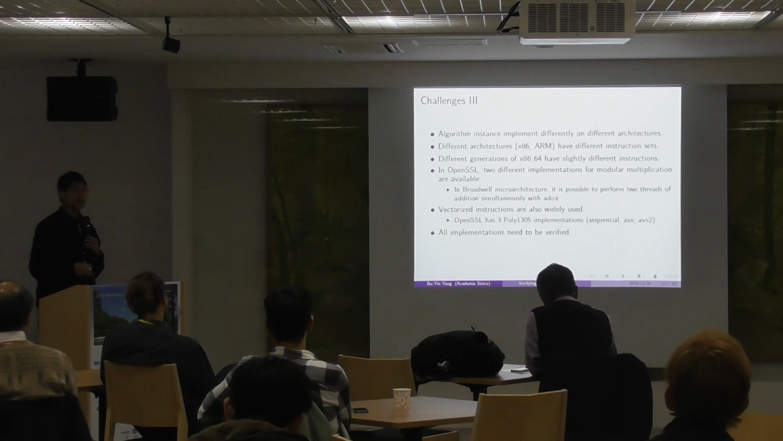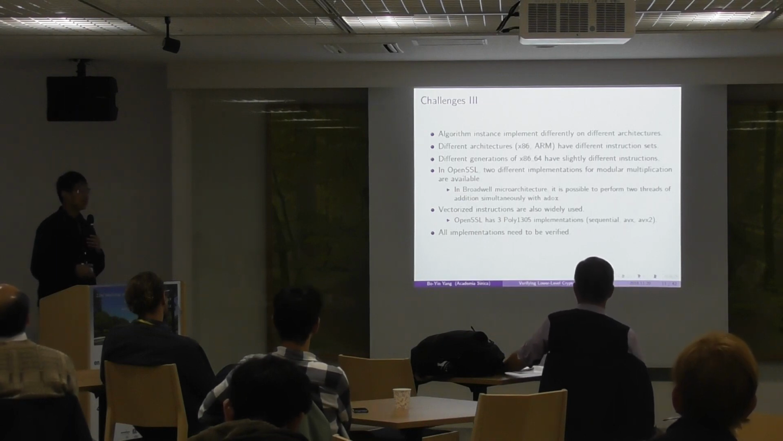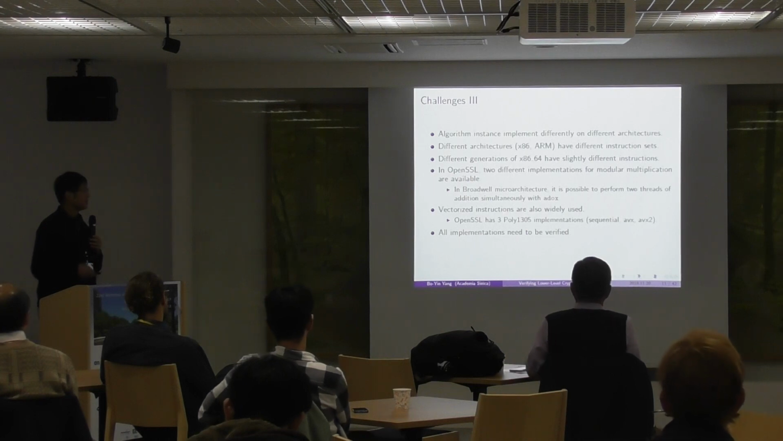And not only is each instance different, CPUs and even different programs run things differently. So there are 40 different assembly routines in OpenSSL for Curve25519 and for the P256 curve. All this is to tell you that this is a very complex situation, and we need to verify all implementations.